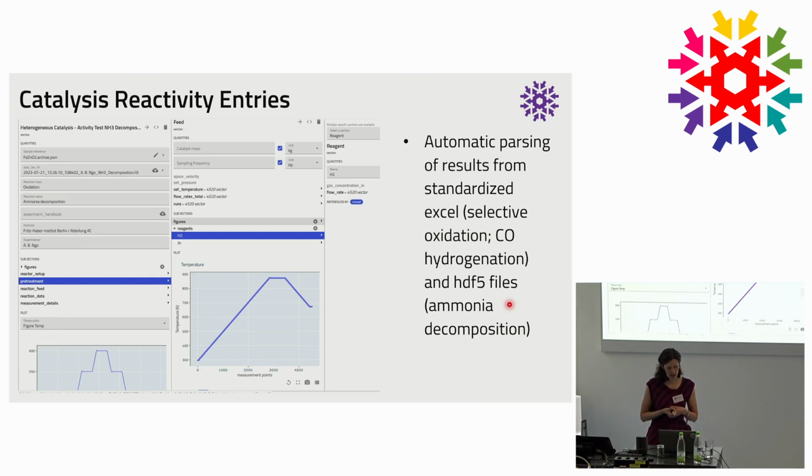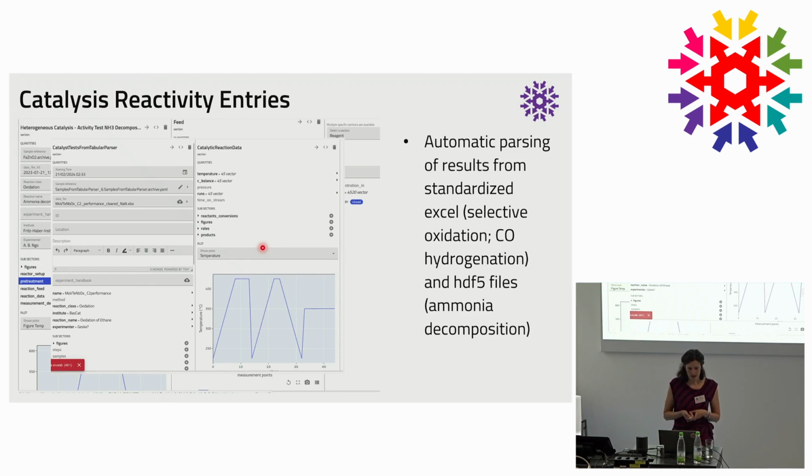One example. So this is one for ammonia decomposition, where we just have to upload this one HDF5 file, and then all the information from it is read into the entry. And these plots are generated here for different pre-treatments, for example. You can directly see the temperature program that was performed.